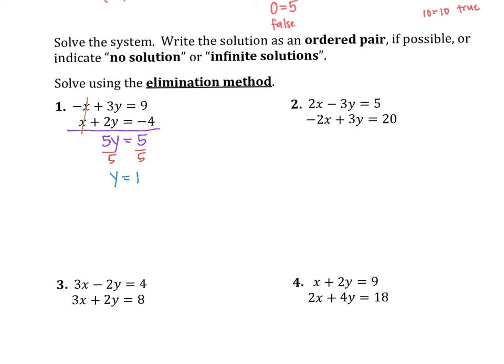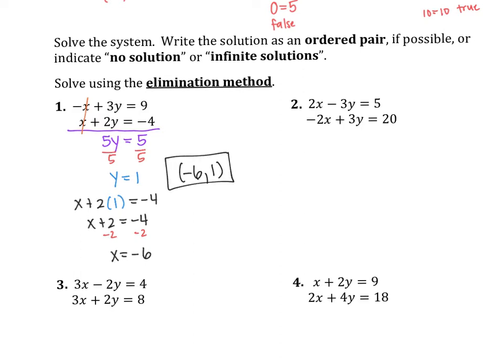Okay, now to get x, I could plug it in either of the original equations. Let's do x plus 2y equals -4. So x plus 2 equals -4. Let's solve. Minus 2. X equals -6. So my answer should be written as an ordered pair. It's -6, comma 1.